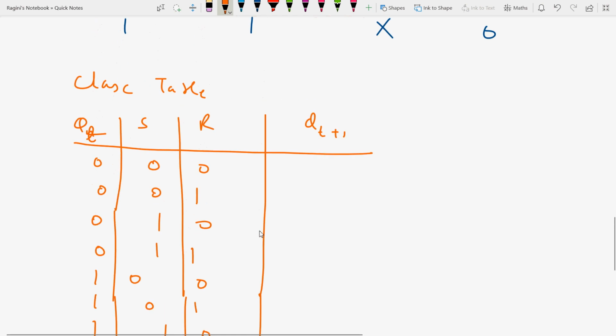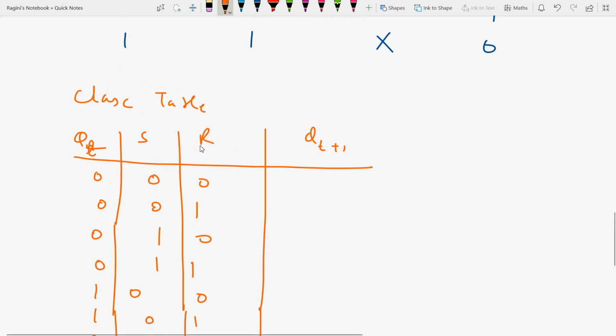Now again I'm telling you, what was Qt plus 1? According to the truth table, 0 0, 0 1, 1 0, 1 1. Here S and R were inputs and it was an invalid condition. Set was 1, reset 0, it was no change. Now when S and R are 0 and Qt is 0, Qt plus 1 was Qt. I'm just making you revise.